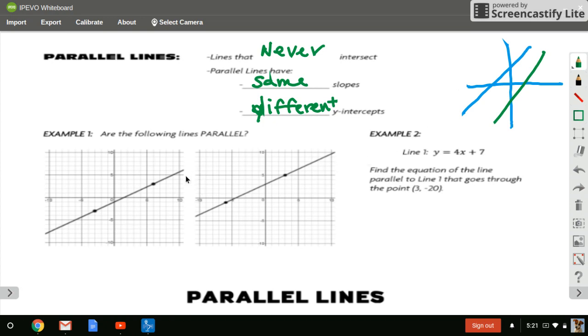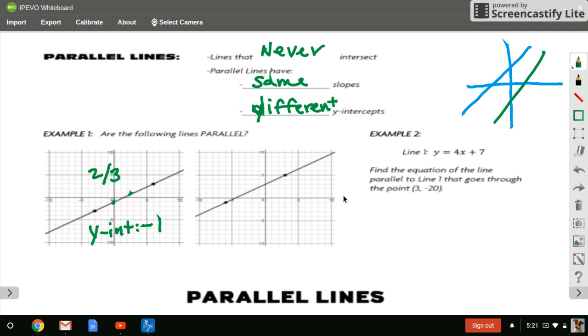So, are the following lines parallel? What we need to look at is number one, do they have the same slope? And number two, do they have different y-intercepts? So let's find the slope for each of these. The slope on this first one, if we start here, we can go up 1, 2, over 1, 2, 3, and there's a point. Up 2 and over 1, 2, 3, and there's a point. So that gives us the slope of 2/3. And our y-intercept is at, just found it, -1.